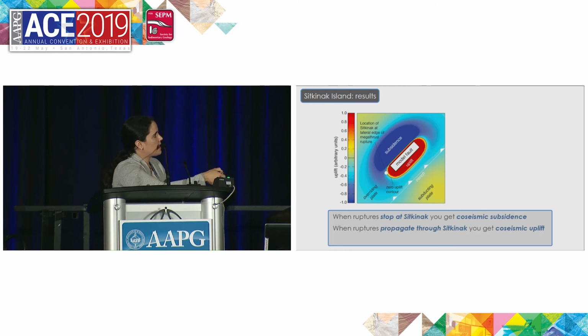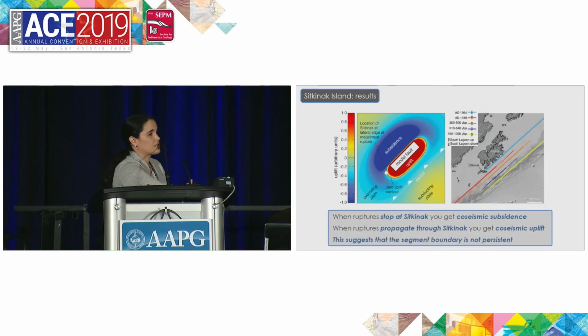When they propagate through the island, so if you just imagine this blob moving a little bit down, then it's going to be in part of that zone of uplift. So that's when ruptures propagate through the island, you can get uplift at the island. So this suggests that the segment boundary is not persistent and that ruptures can either stop right at the island or propagate through. So in 1964, the rupture stopped right at Sitkinak.